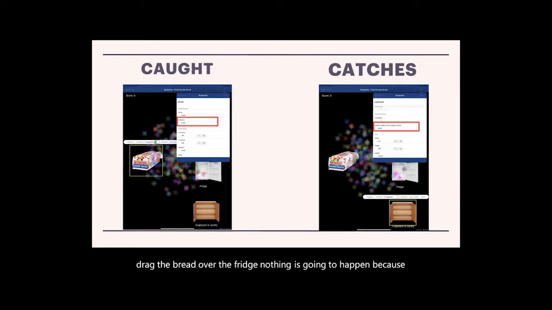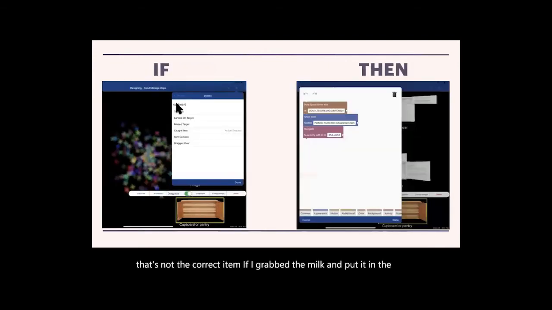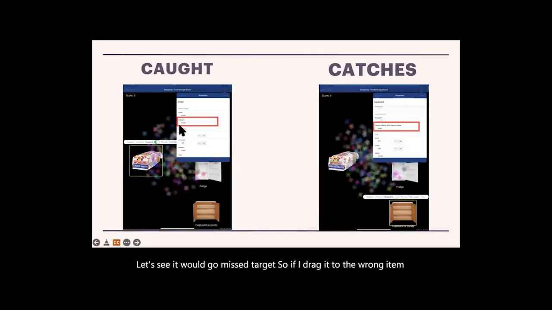If I grabbed the milk and put it in the pantry during the activity, nothing's going to happen unless I say, let's see, it would go missed target. So if I drug it to the wrong item and I wanted to indicate that it was a missed item, I can do that. But oops. In this case, I'm only responding if it is the correct action, which needs to be the bread into the pantry.